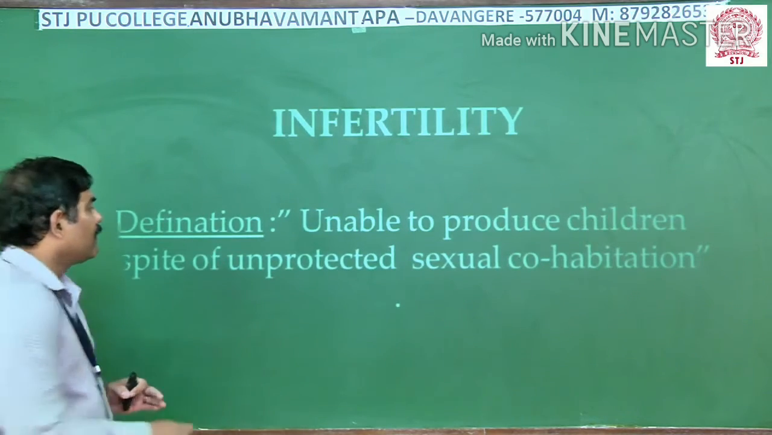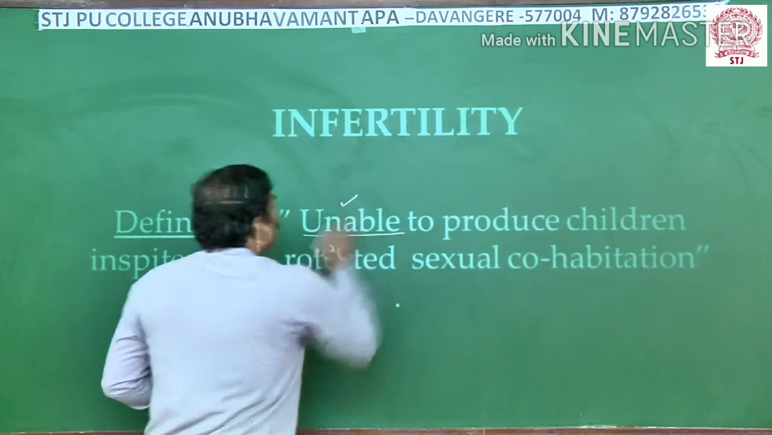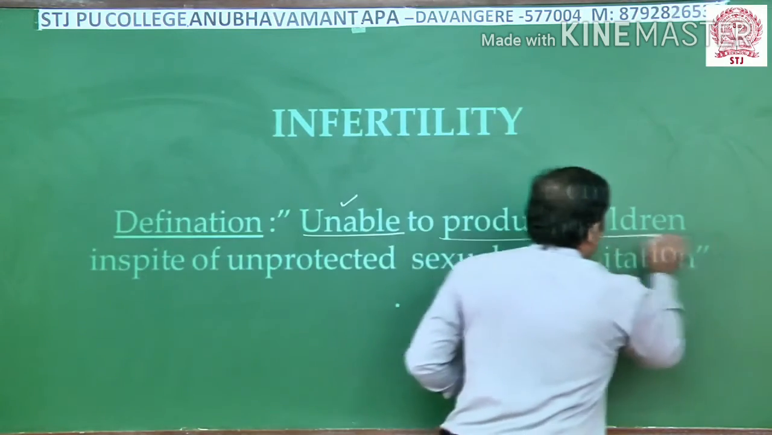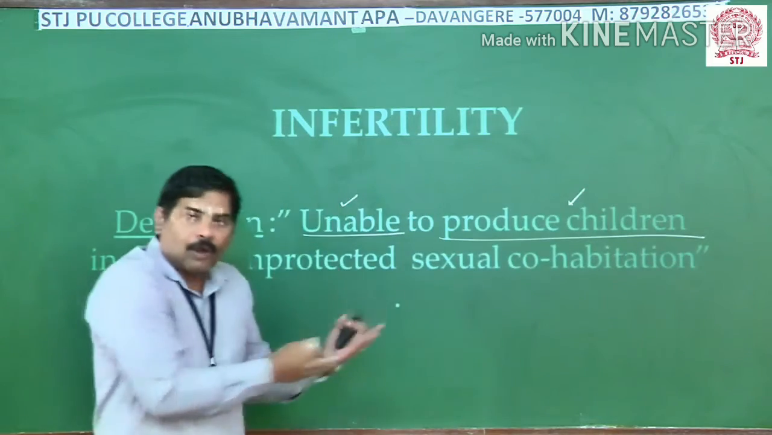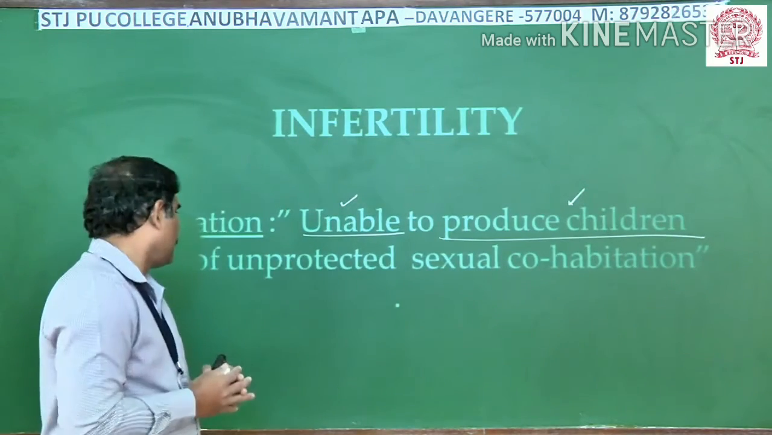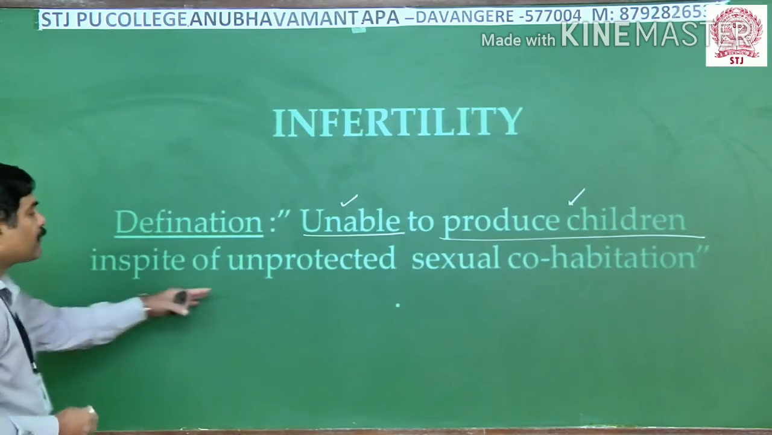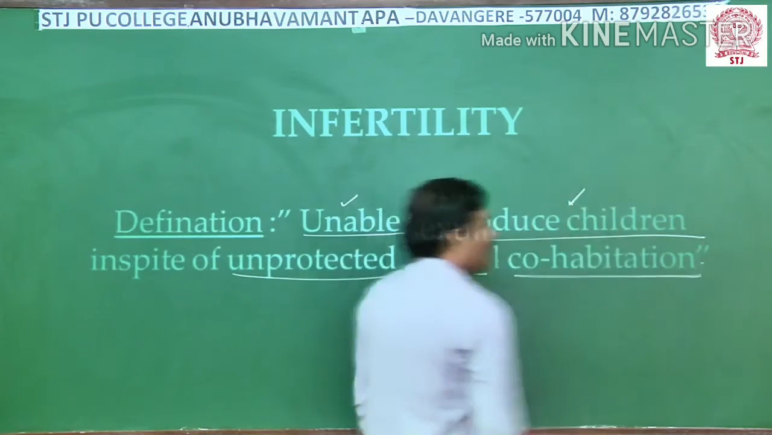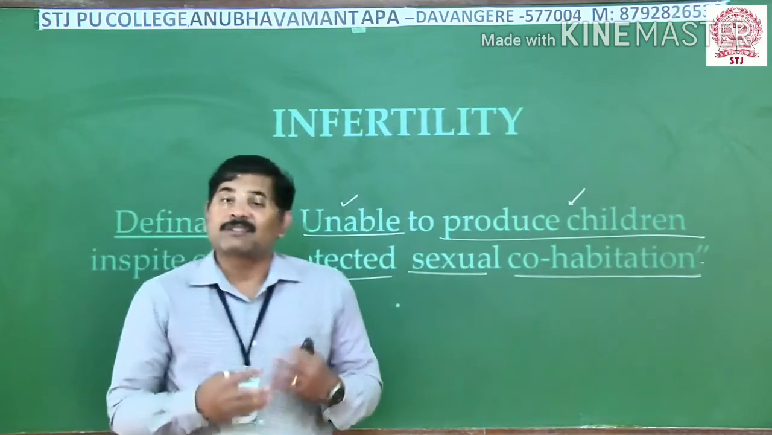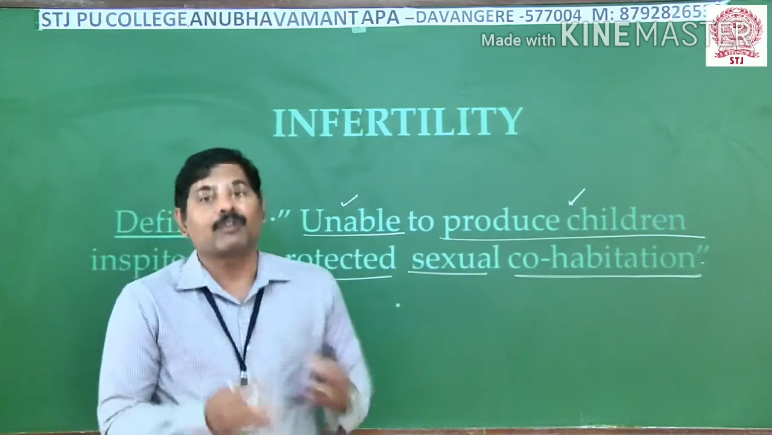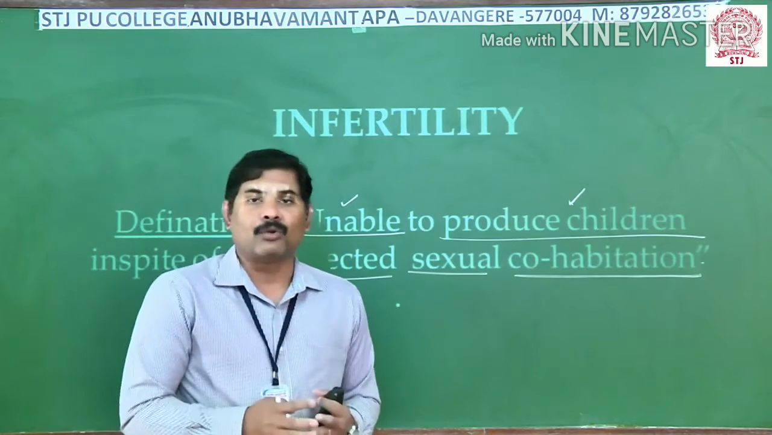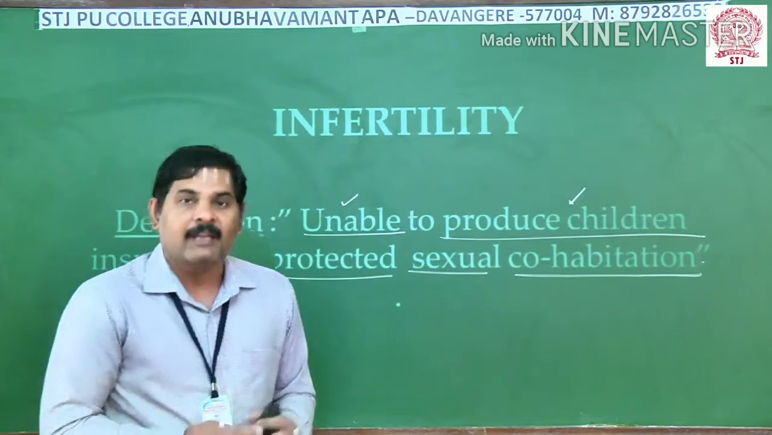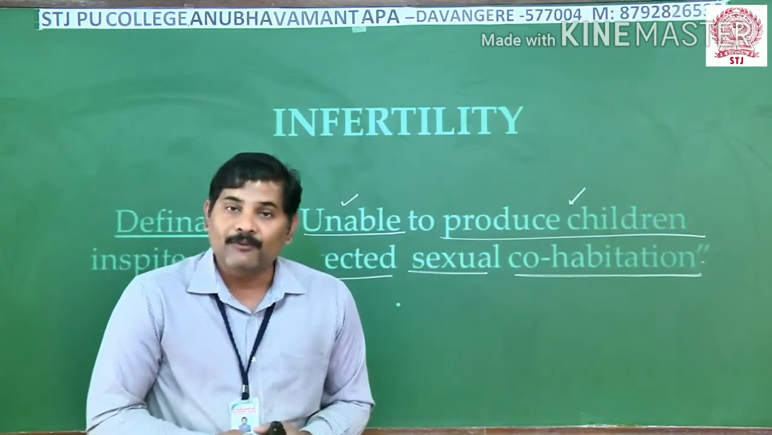See, particularly here it is the inability of the couple to produce the children, right? So they are not able to produce the children in this condition. And in which condition? In spite of unprotected sexual cohabitation. Even if they take part in sexual intercourse regularly without using any barriers or condoms, if they fail to produce even after 1 or 2 years span of time, then this condition is known as infertility.